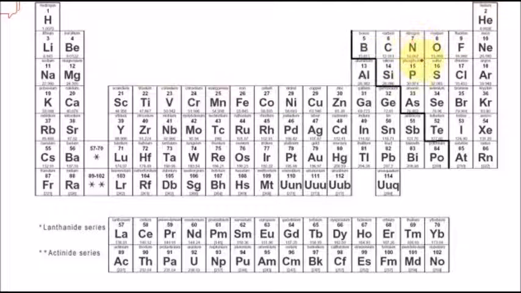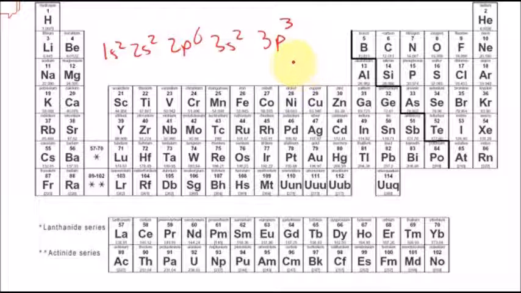Let's use phosphorus and try to write the electron configuration. For phosphorus, it's going to be 1s2, 2s2, 2p6, 3s2, and 3p3. Like I said, it's the electrons in the outermost energy level of an atom. So if you look here, these are in energy level 1, these are in energy level 2, and these are in energy level 3. So the valence electrons are going to be the electrons in energy level 3. So phosphorus has 5 valence electrons.